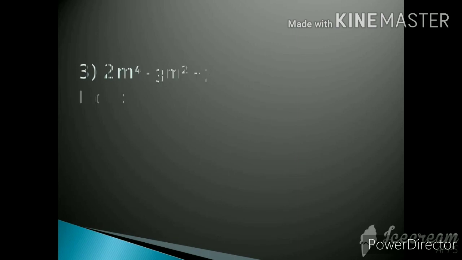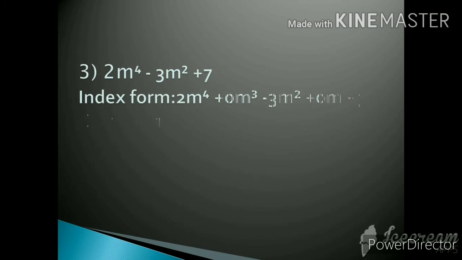Now question number 3. 2m raised to 4 minus 3m raised to 2 plus 7.